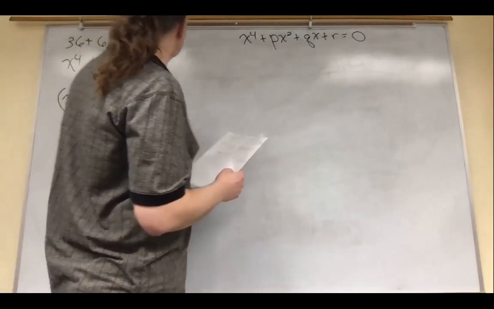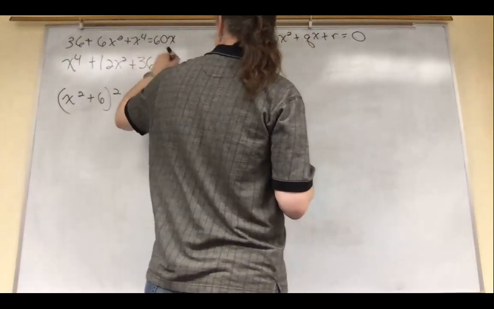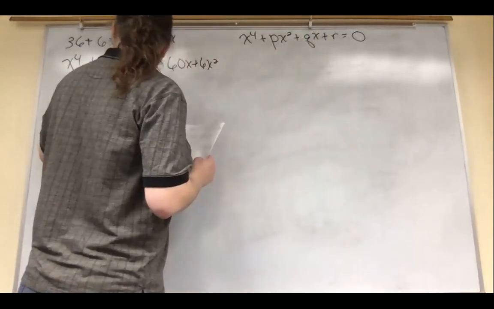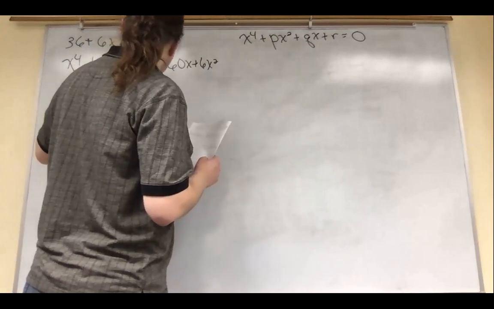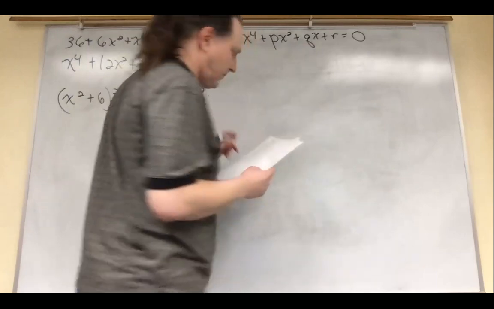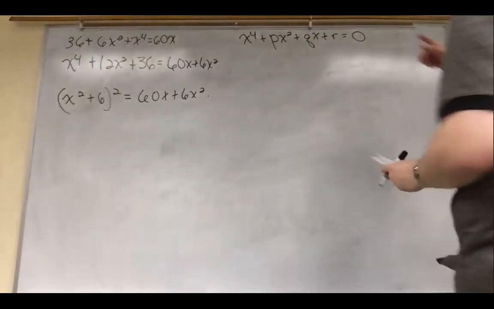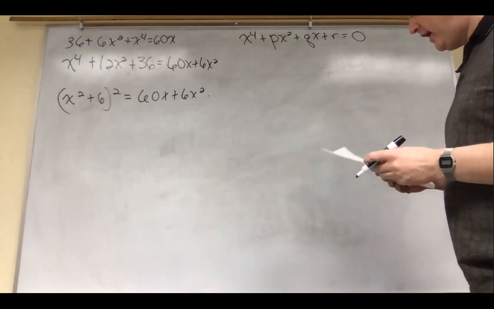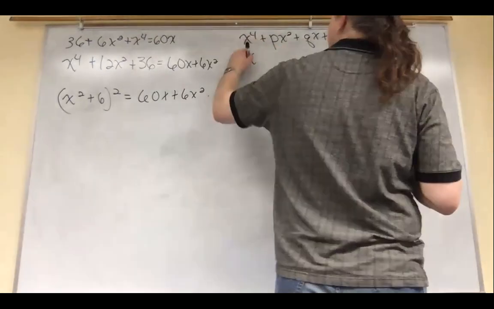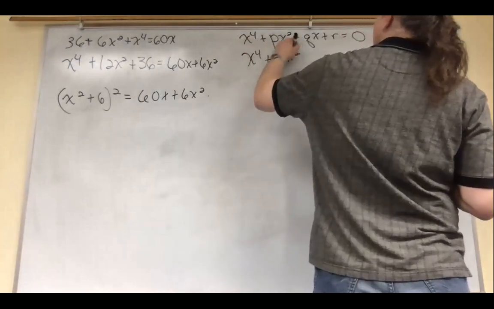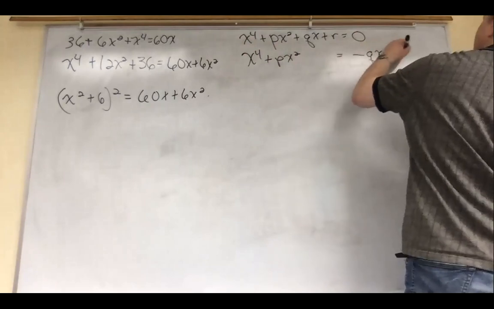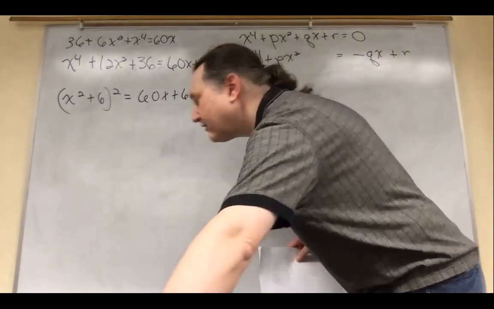Here we added 6x squared to the left side. We better do that to the right side also. So x squared plus 6 whole thing squared is 60x plus 6x squared. Let's see how that plays out over here. We're going to move lots of things to the other side. Negative qx plus, no, not plus, but minus r.